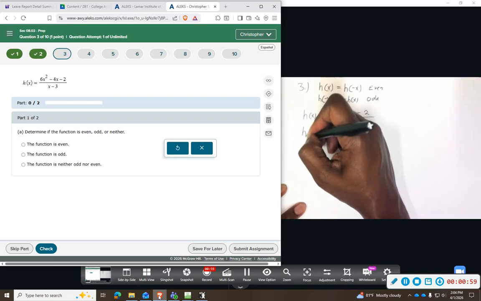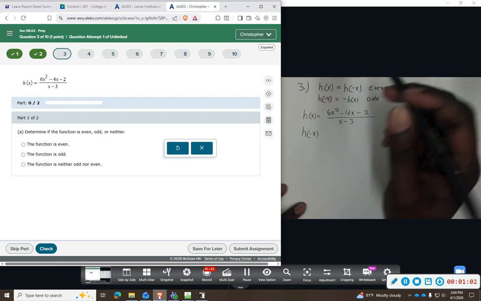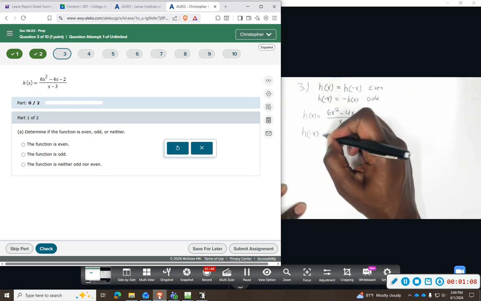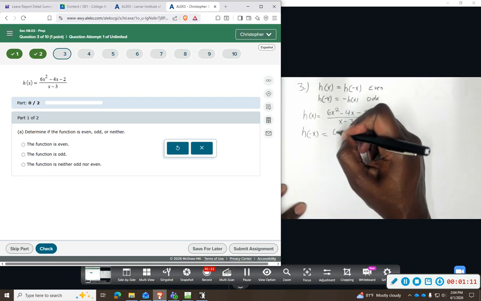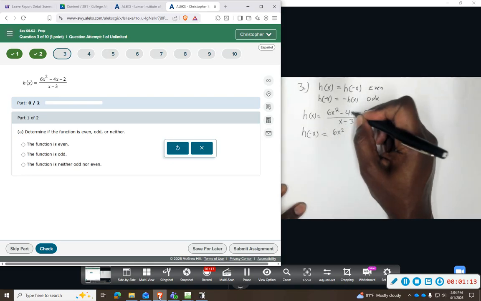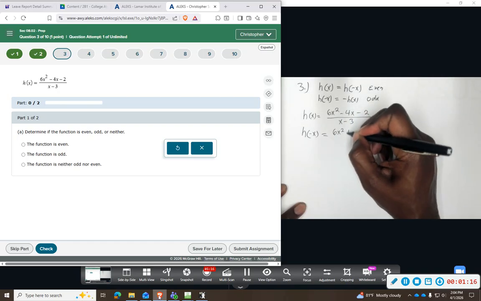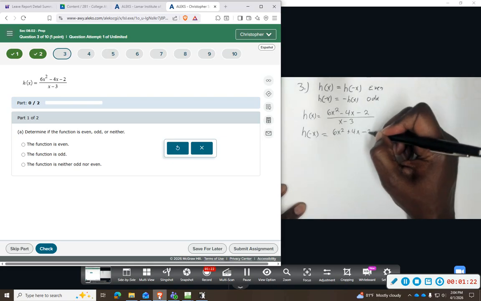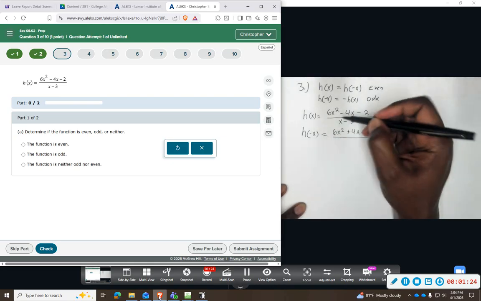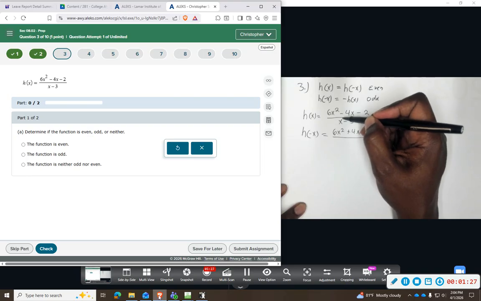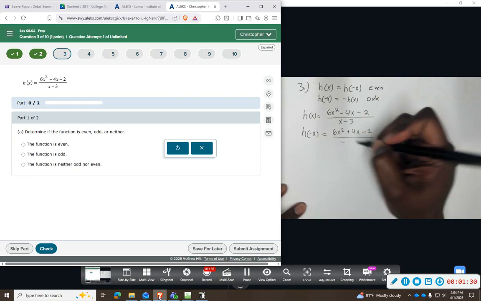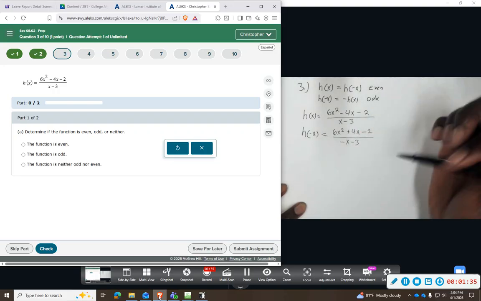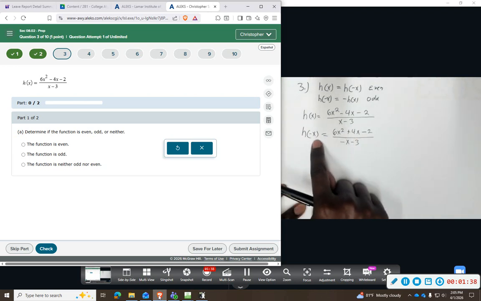All right, we're going to do h of negative x. Now remember, even powers, the sign stays the same. Odd powers change signs. So this is even, it stays the same, 6x squared. This is odd, so it's going to go from a negative to a positive. That does not have an x, so it's going to stay minus 2. On the bottom, odd degree, that's 1, so this is going to change to negative. And this does not have an x, so it's going to stay minus 3. All right, so here we have h of negative x.